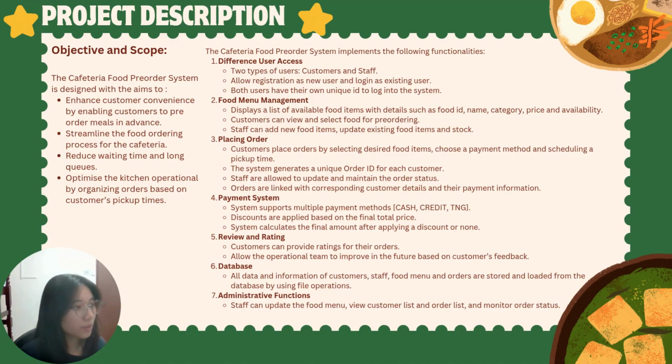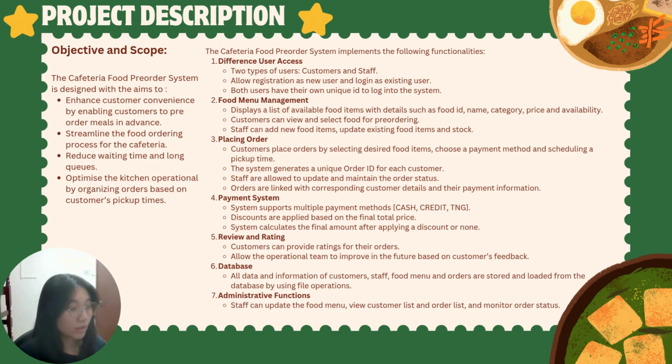Second is food menu management. We have a list of available foods with the food details such as the ID, name, category, price, availability, and also the quantity, which is their stock. So the customer can view the list and select the food when they are ordering. And for the staff, they can add new food items, update the food price, and also the stock.